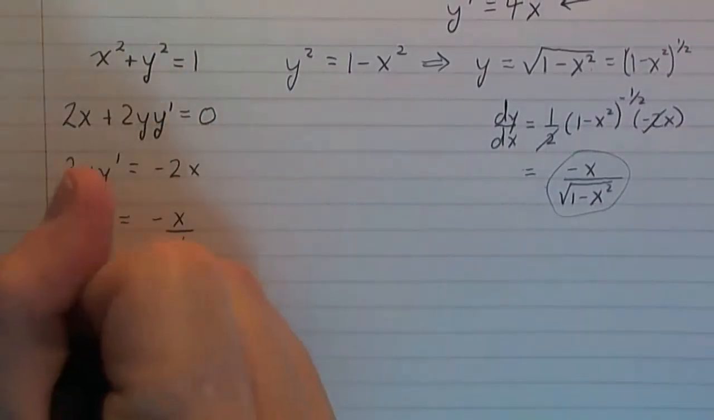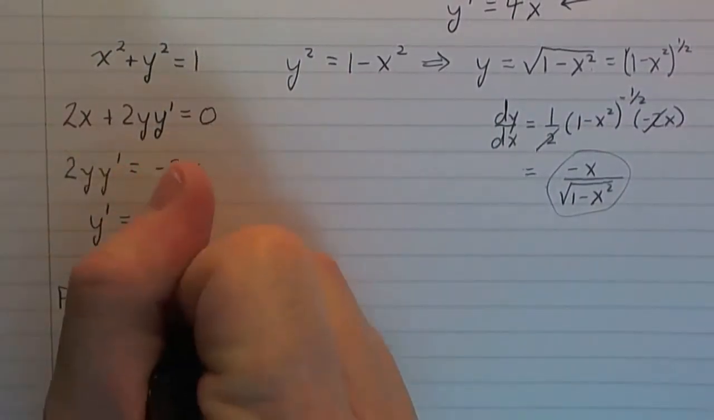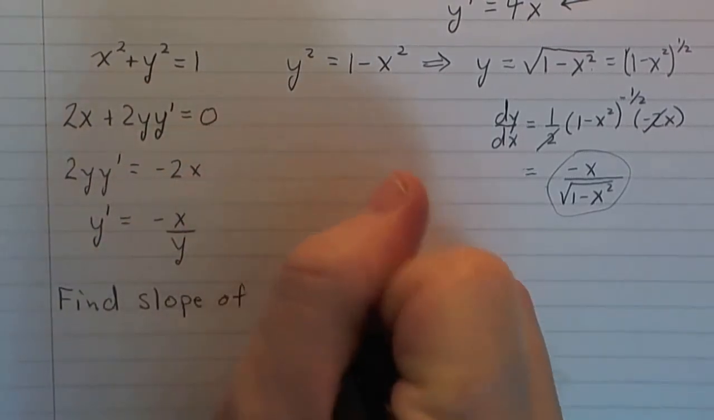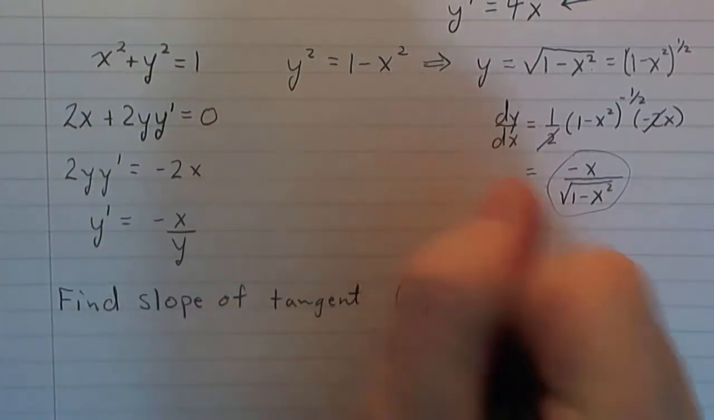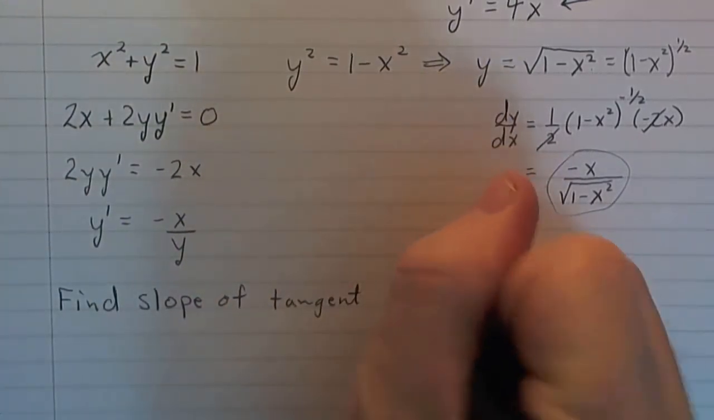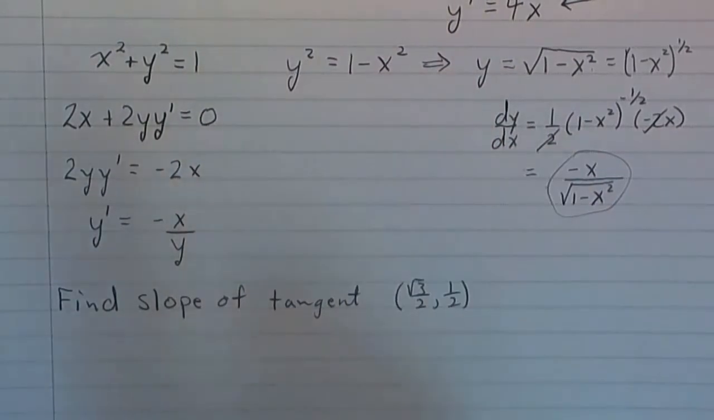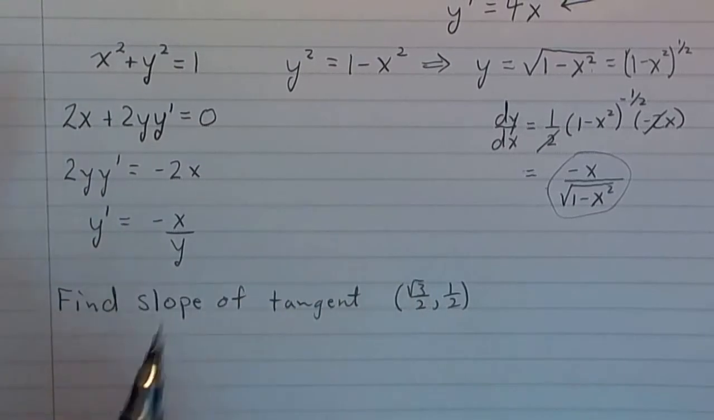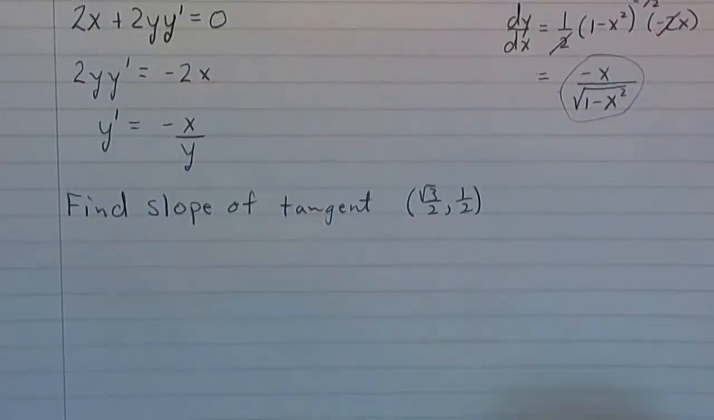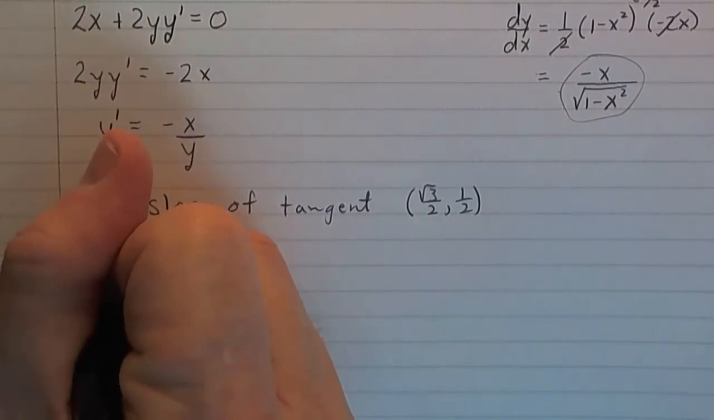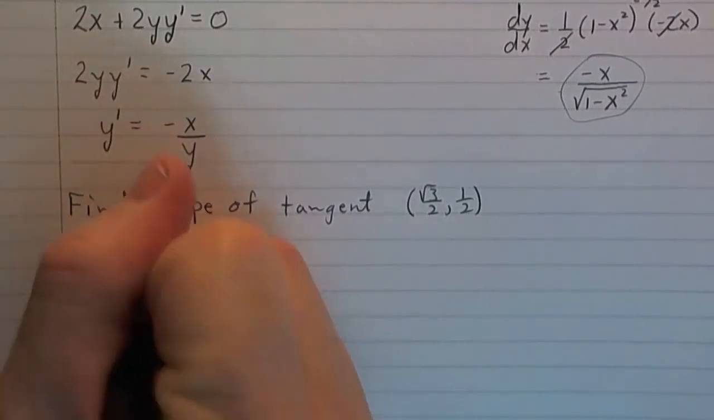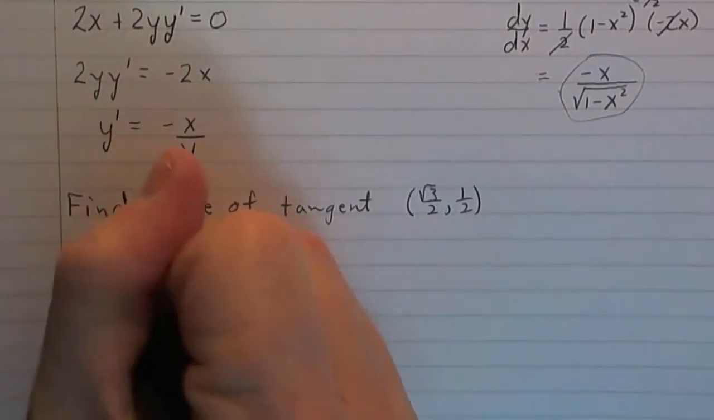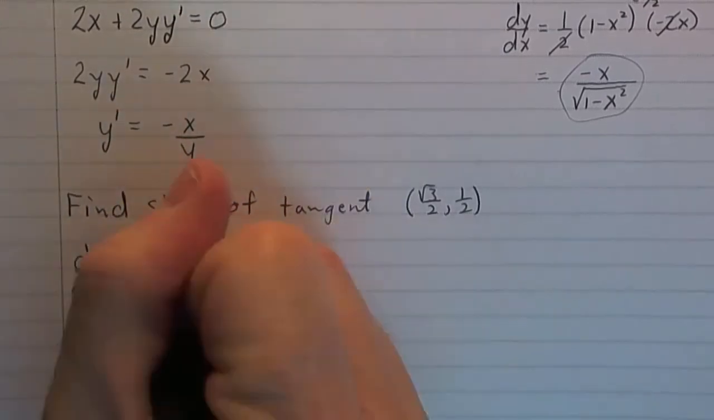Now if I'm given a point, let's suppose I want to find the slope of the tangent at the point square root of 3 over 2, comma 1/2. Let's suppose I want to find the slope of the tangent to this circle at that point. So I'm just dealing with the top part of this circle here. What I would do is say dy dx, with a little line here, at the square root of 3 over 2, 1/2.